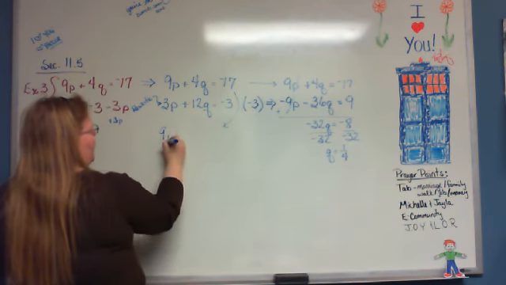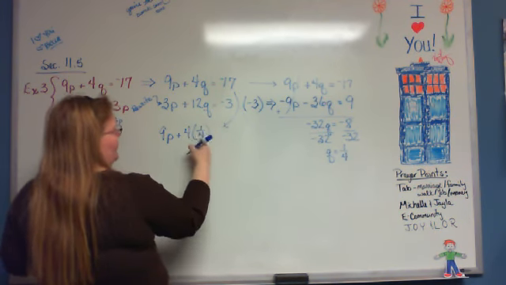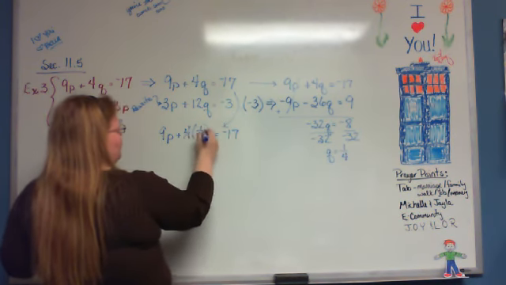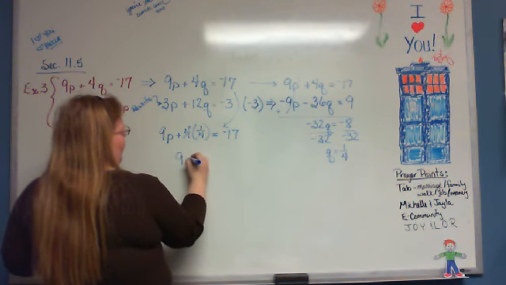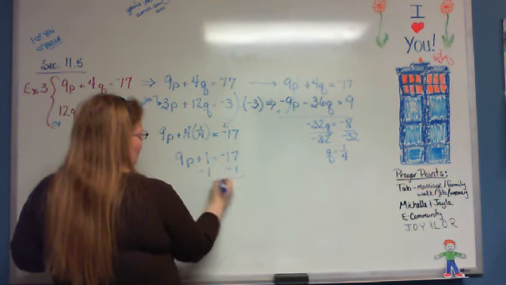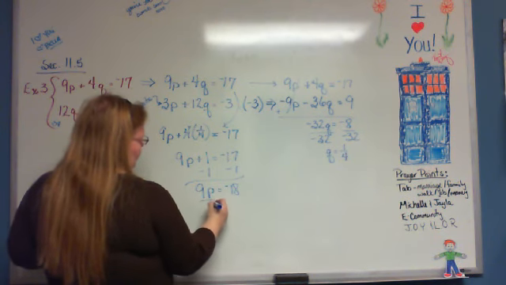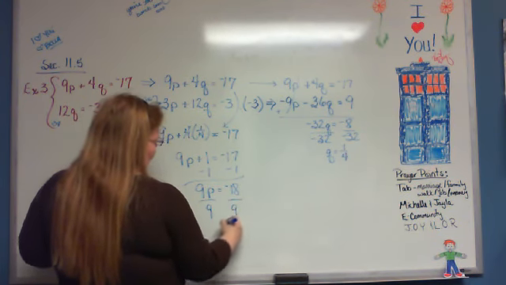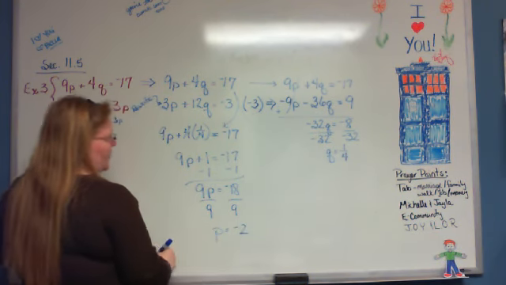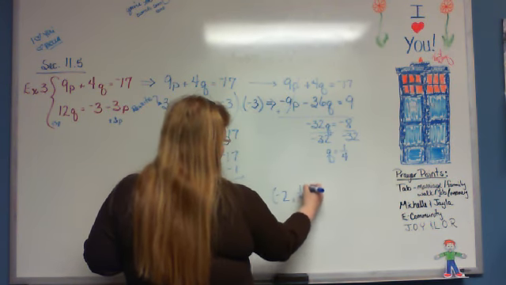Because that's going to give me 9p plus 4 times 1 over 4, which will make that cancel out, equals negative 17. So now I get 9p plus 1 equals negative 17. 9p equals negative 18. P equals negative 2, which makes my answer negative 2 1/4.